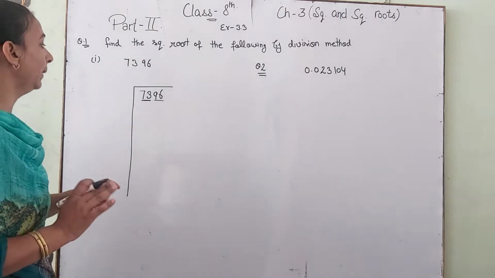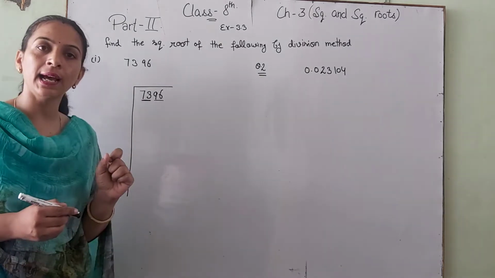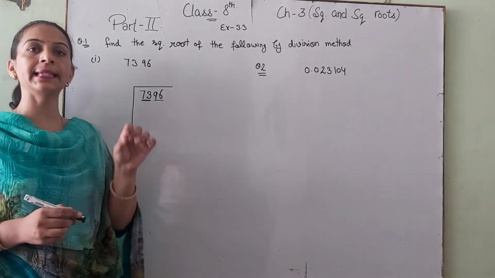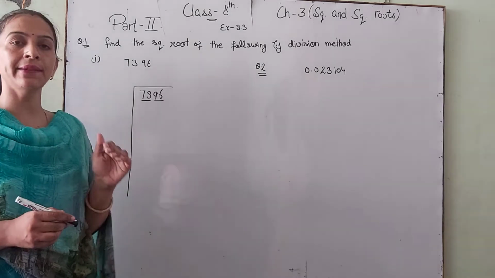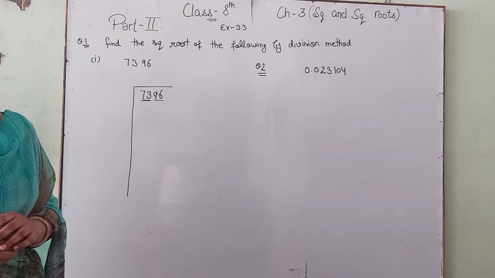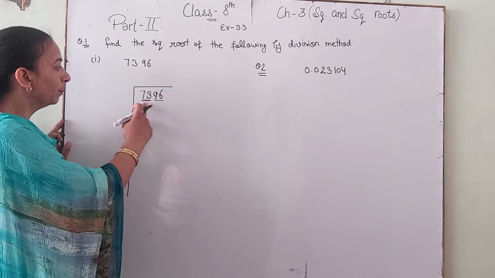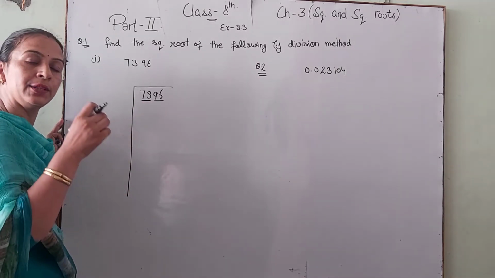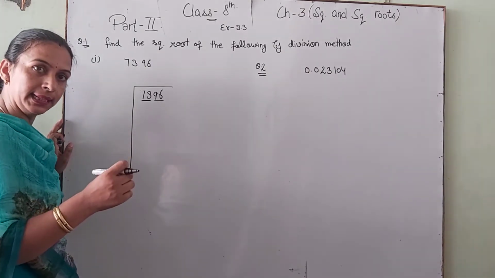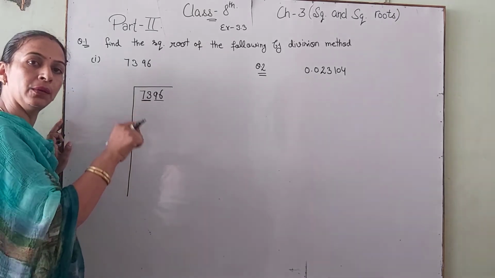First we learn the squares from 2 to 9. 3 3s are 9. 4 4s are 16. 5 5s are 25. 6 6s are 36. 7 7s are 49. 8 8s are 64. 9 9s are 81. But 81 is greater than 73. So we take the square less than that, which is the square of 8. 8 8s are 64, and 9 9s are 81. The square of 9 is greater than 73, so we take the square of 8.